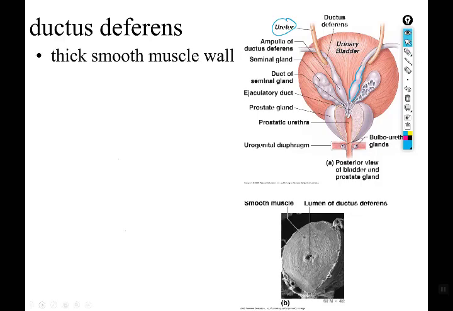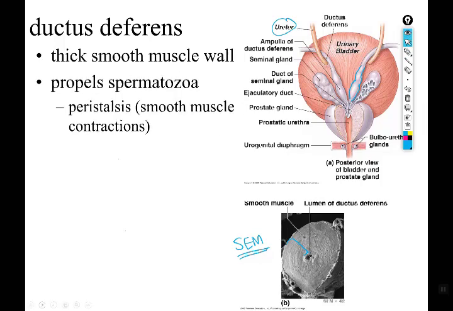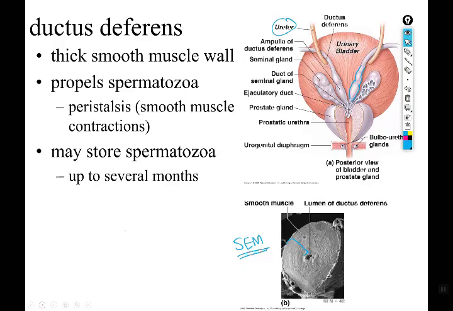It's got a very thick wall of smooth muscle, which you guys have already seen in the histology video I posted, but here's a scanning electron micrograph of it. This is all smooth muscle. And that should tell you that the spermatozoa, as they pass through the ductus deferens, are not doing so because they are swimming. They are doing so because they are being propelled along by that smooth muscle. We call that peristalsis. And the ductus deferens can also store spermatozoa.